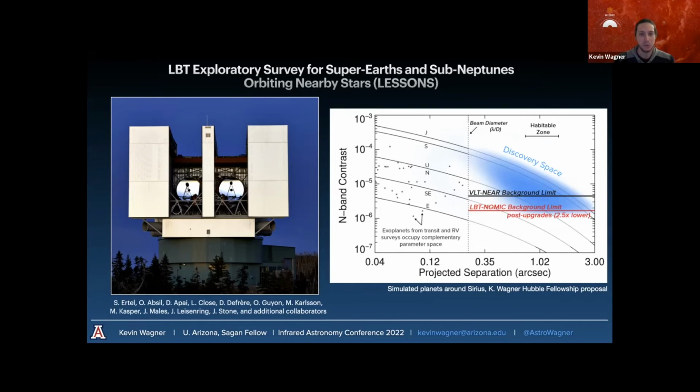With the LBT's dual 8.4 meter mirrors and a few other upgrades that we have planned, we expect to be able to push down to sensitivities that are ultimately about 2.5 times deeper than NEAR. And some of this is actually just owing to the site that the LBT is on, which is a high altitude inland peak as opposed to a warmer site that's right next to the Pacific Ocean.